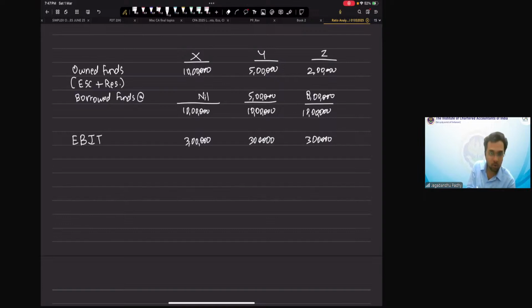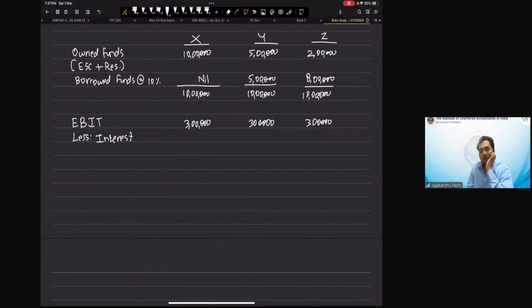Now, if I say borrowed funds are going to cost us, let's say, 10%, can you tell me what will be the amount of interest in each of these companies? At the rate of 10%, what will be the amount of interest? Interest is obviously going to be a percentage of the loan that you have taken.